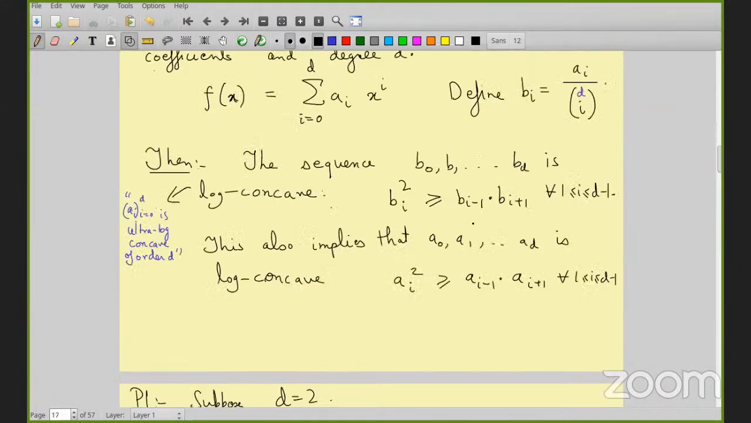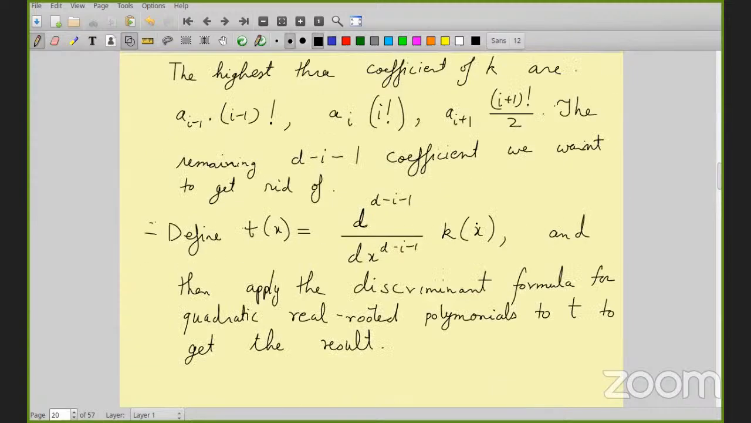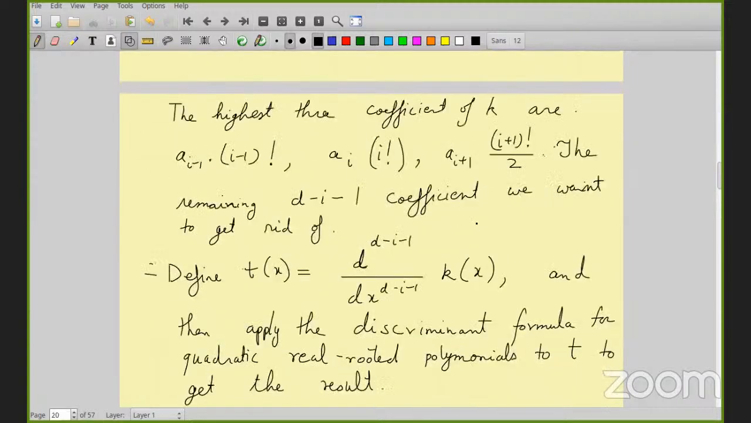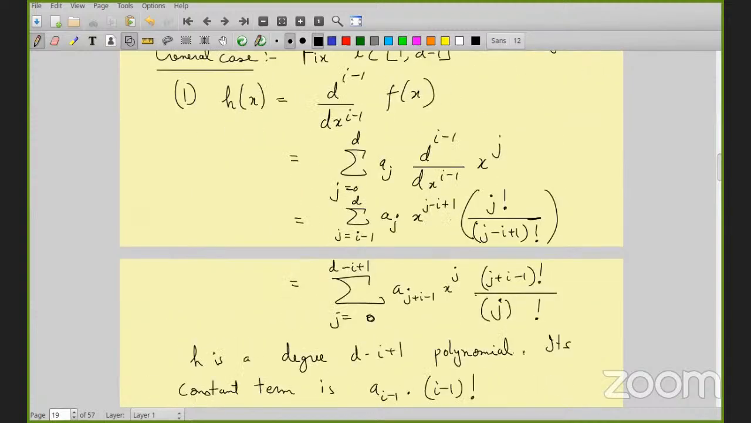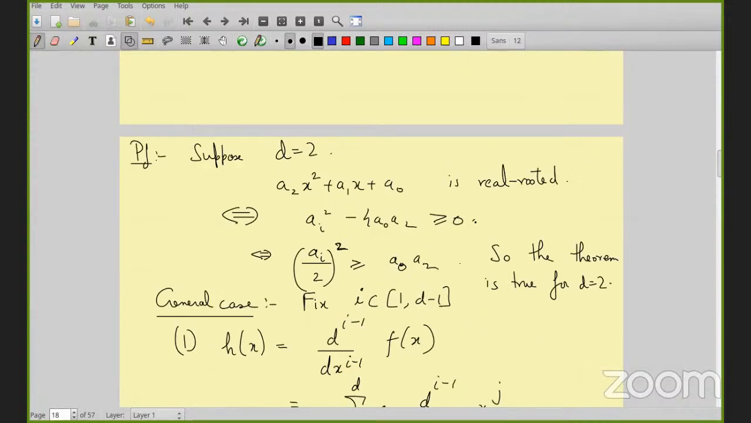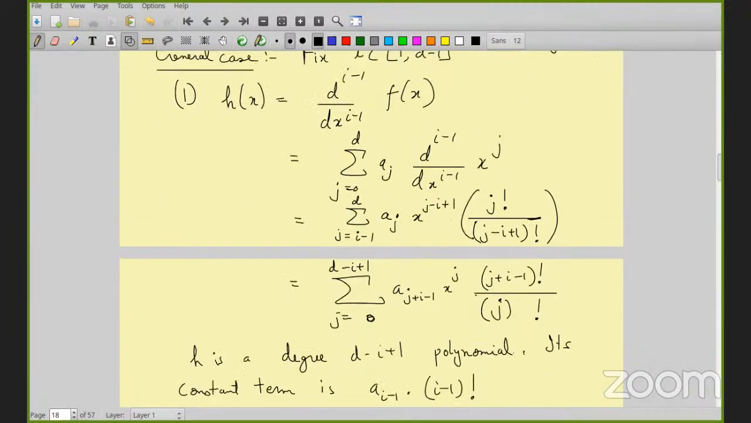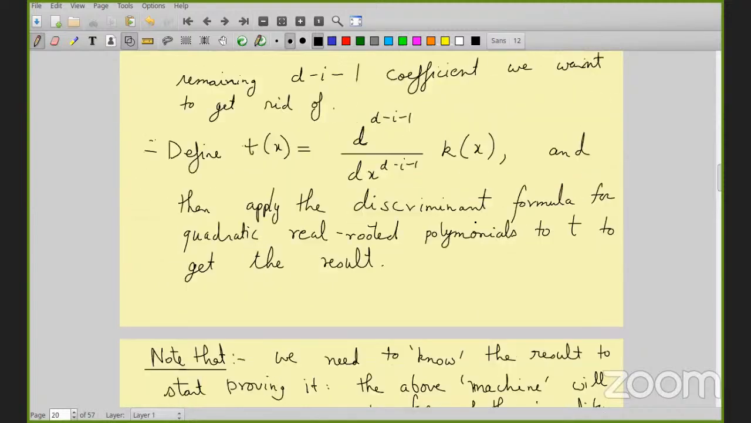Where did we exactly use the real rootedness in the whole proof? So let's see. This is a good question. Can someone else point out to me where you have used the real rootedness? First time we use that h_x is real rooted because f is real rooted. Then for d equal to 2, you use it exactly. So the final calculation that you have to do.